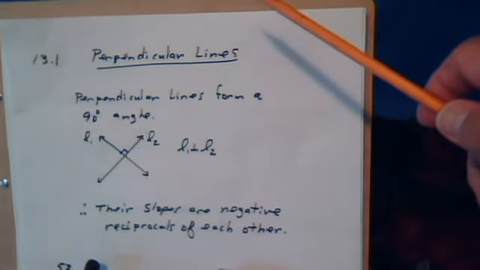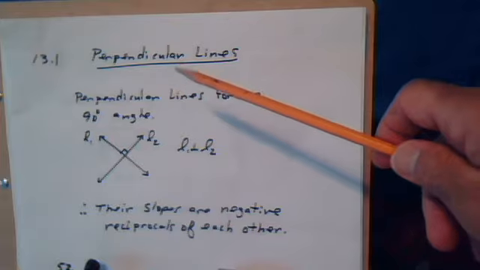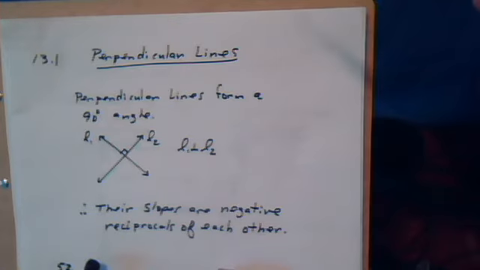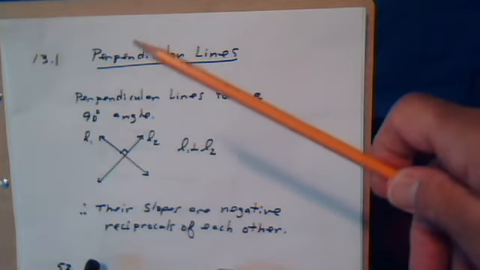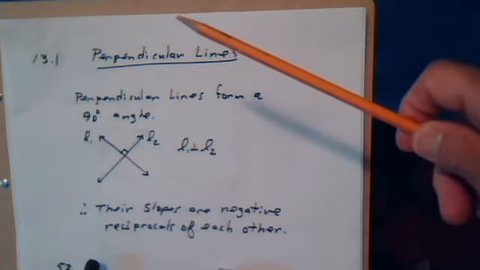Perpendicular lines. What is it about perpendicular lines? What makes them perpendicular is that their slopes are negative reciprocals of each other. But what does that mean?